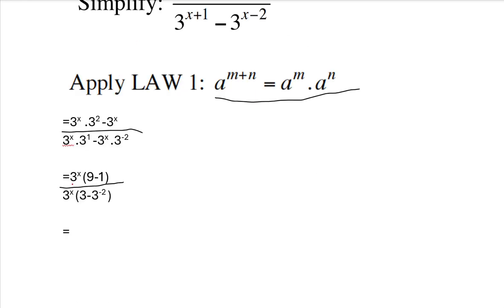Now you notice that you have 3 to the power x on the numerator and 3 to the power x on the denominator, so this cancels with this. You are left with 9 minus 1, which is equal to 8, all over 3 minus 3 to the power negative 2, which gives you 26 over 9.